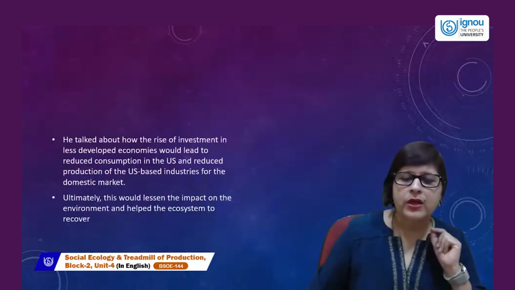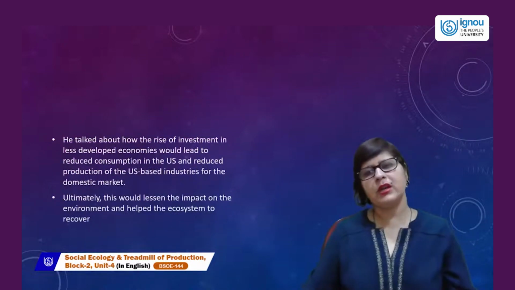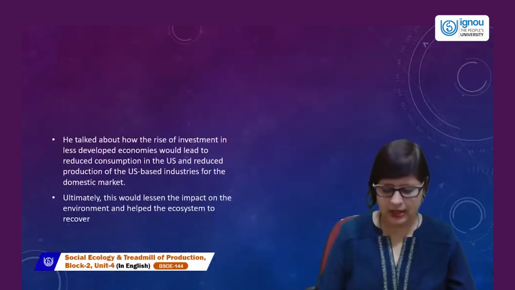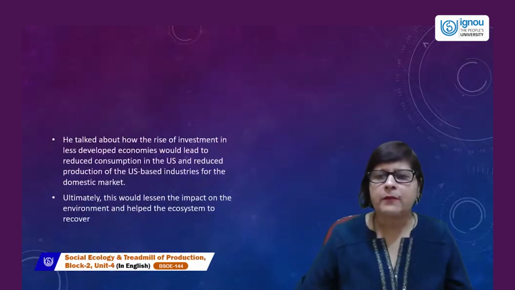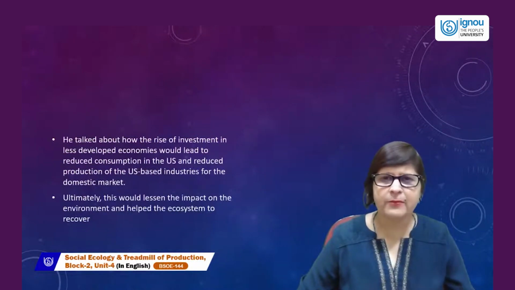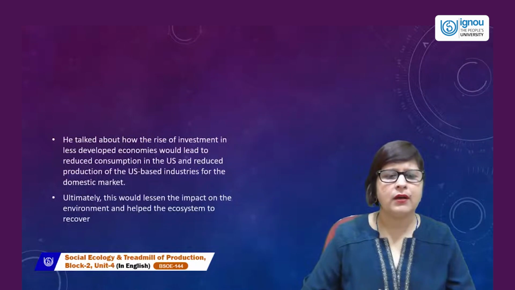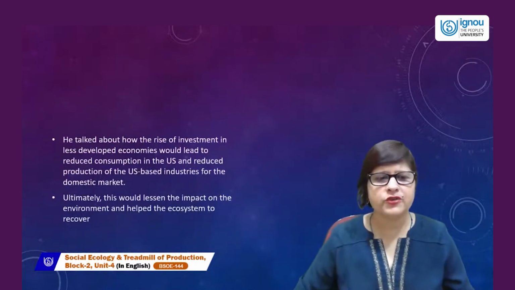Ultimately, this would lessen the impact on the environment and help the ecosystem to recover. In the 1970s, the accountability in the US was set on the industries about the ecosystem. So they started investing their money in the less developed economies, where they can produce their goods, right?